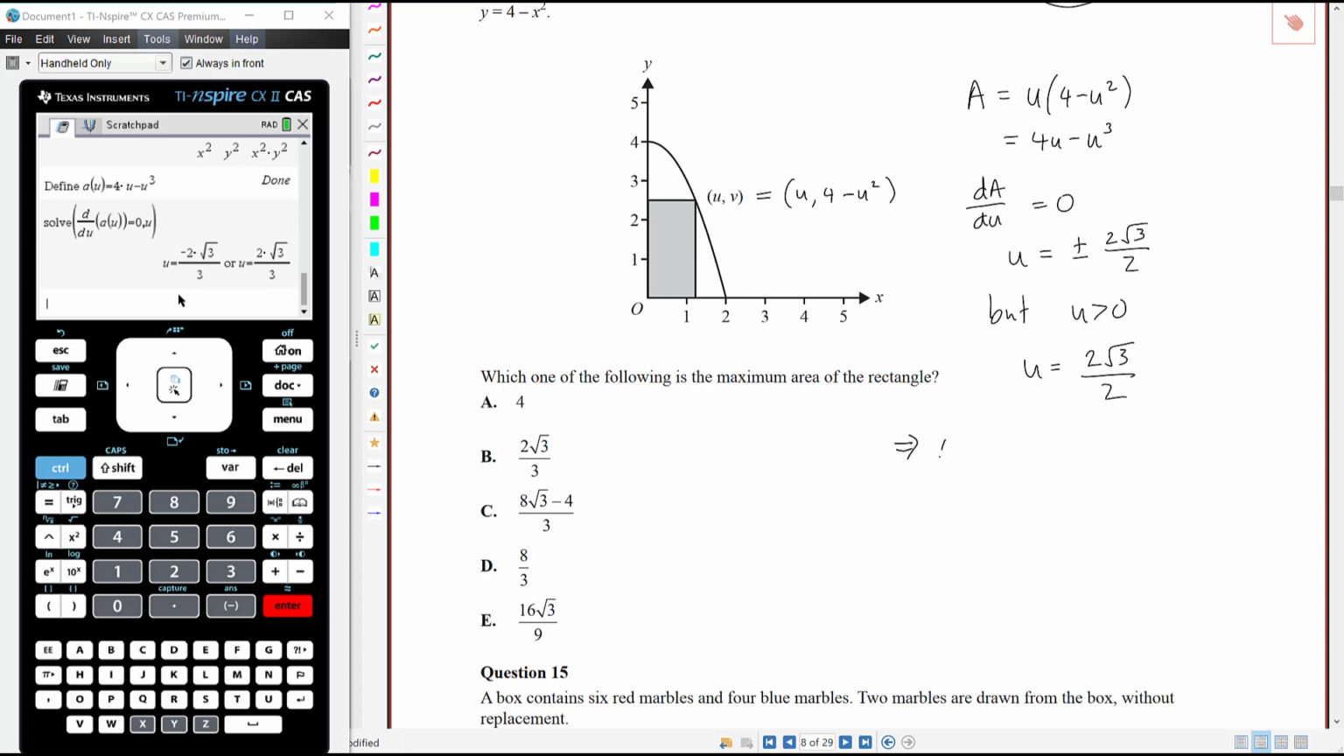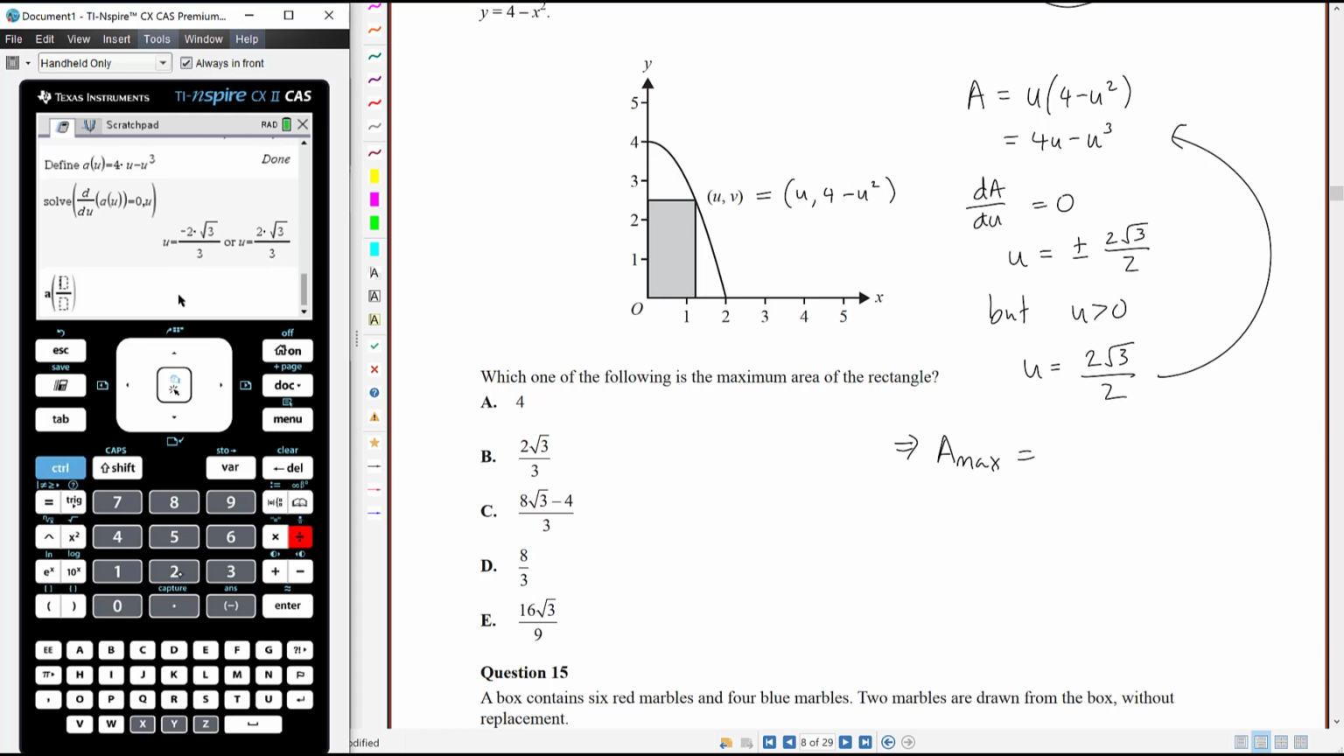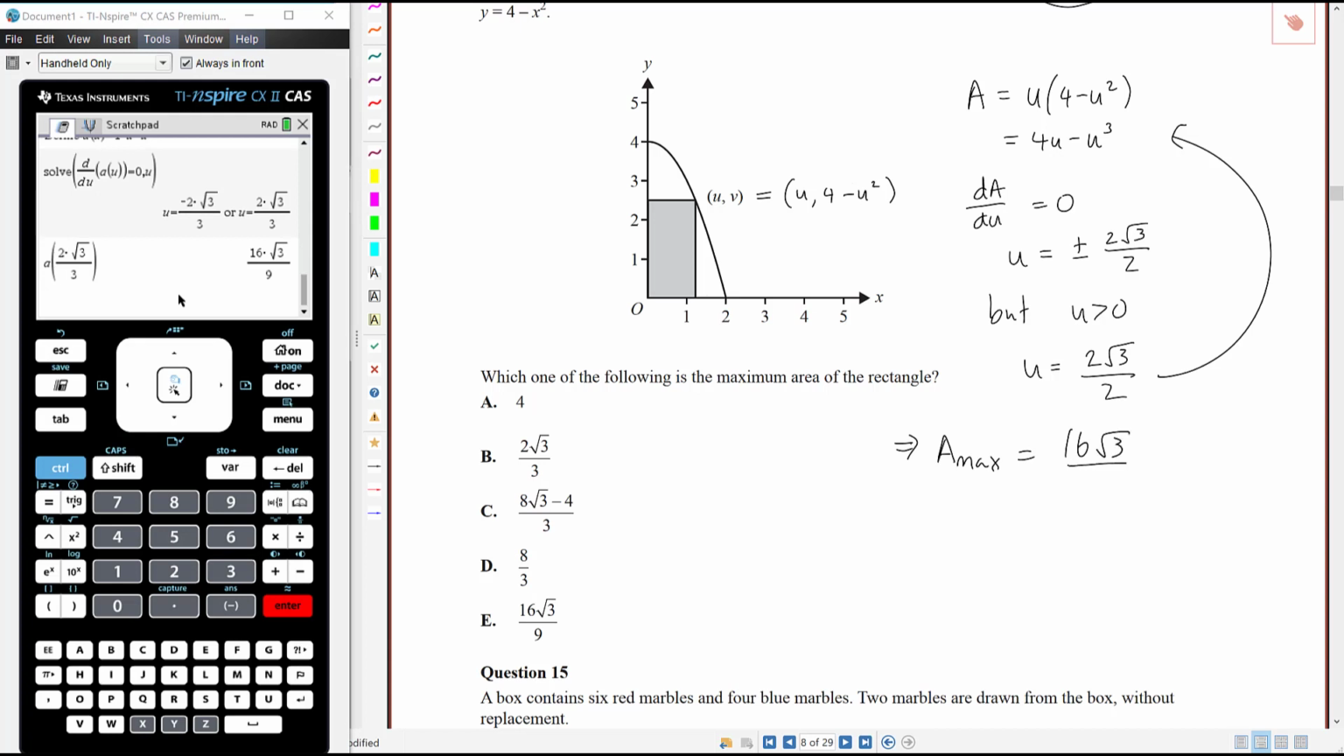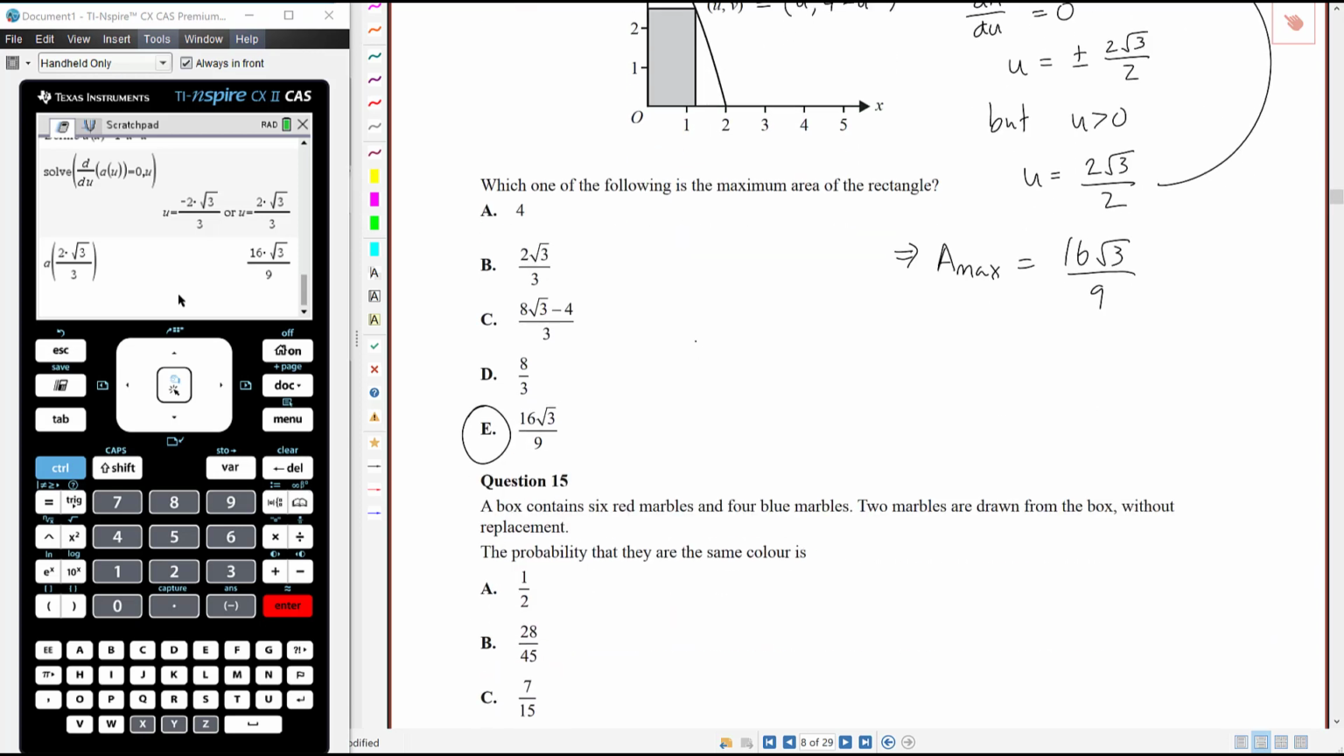And so that means for the maximum area, we're going to sub this back into our equation for area. In my CAS that's nice and easy because I've defined that function for area. So it's going to be a of 2 root 3 on 3. And that is 16 root 3 on 9.